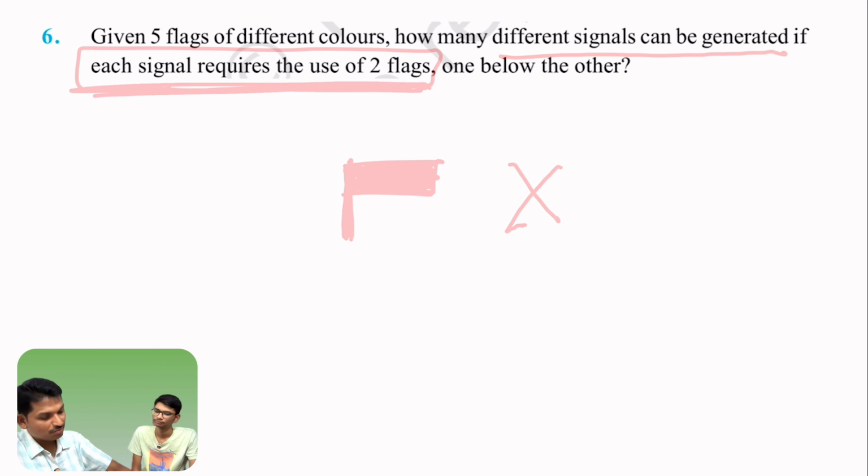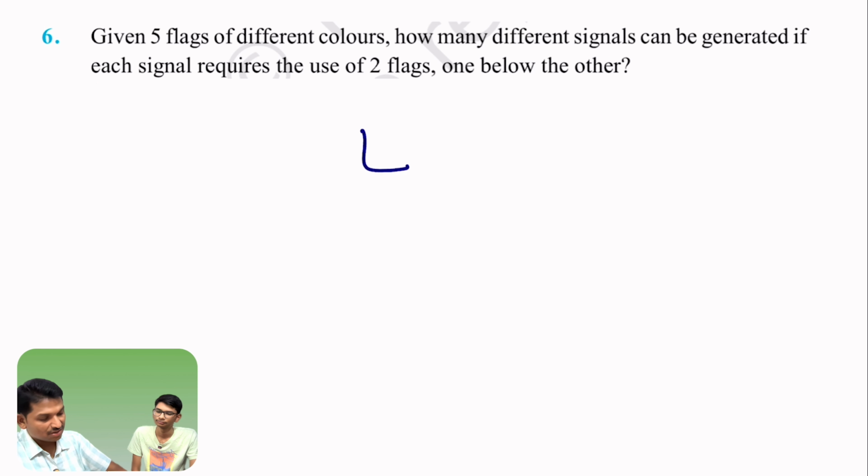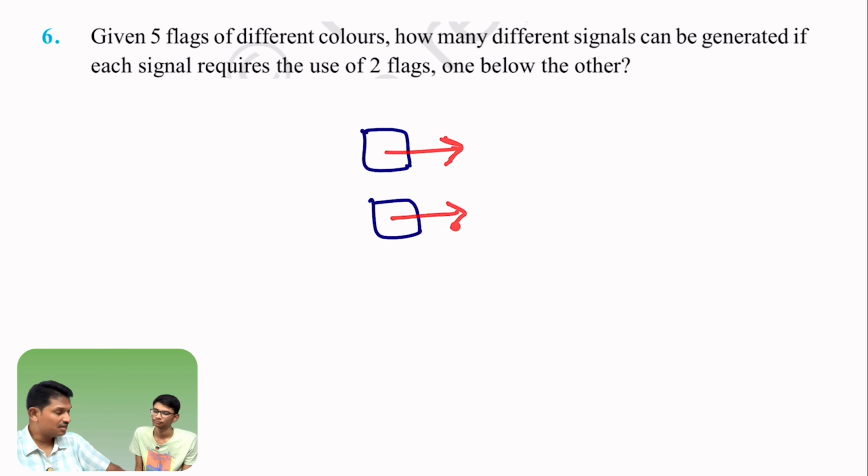So one below the other, they are saying. To understand, I'll take it like this, one below the other. This can be done in how many ways? I need to generate a signal, so I need to use 2 flags. That's why I took 2 boxes here, one below the other. Come to the first box, that means the first flag. This can be done in how many ways? 5 ways.